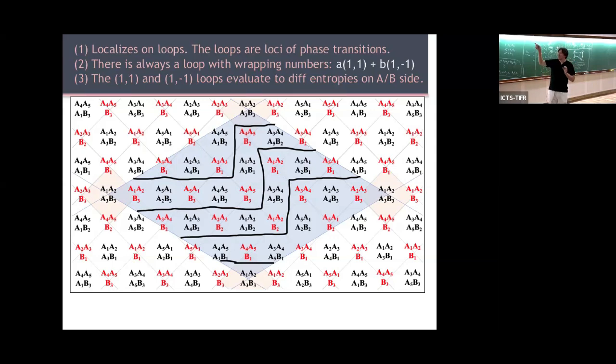Maybe the fact that there is always a non-trivially wrapped loop, maybe we can somehow harness it for constructing holographic error correcting codes with certain properties.